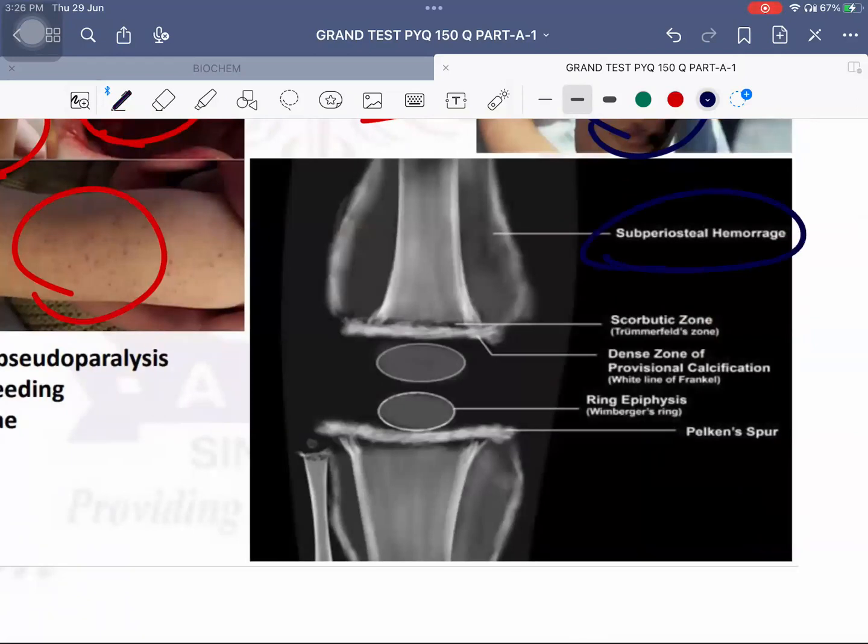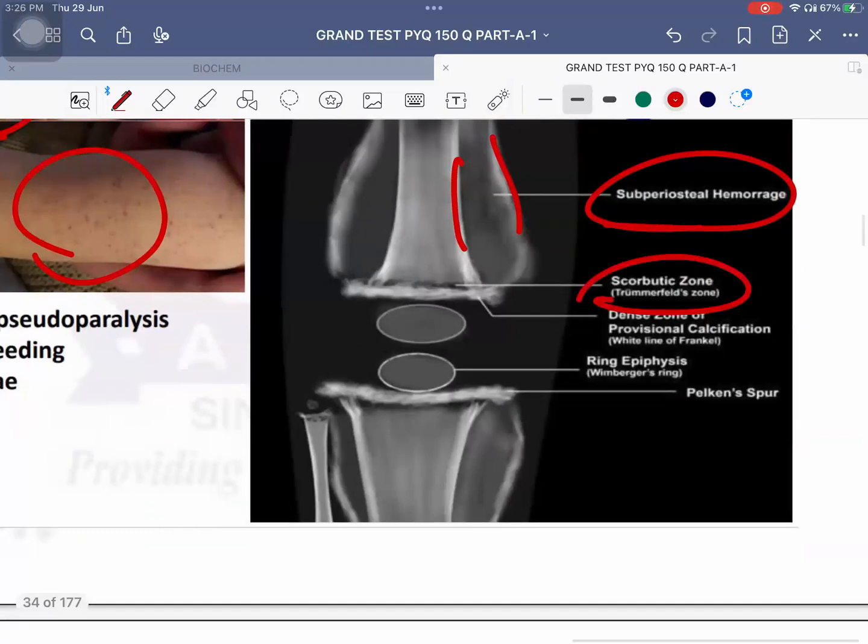Along with that, X-ray findings, important from orthopedics. Please remember, there will be classical sub-periosteal hemorrhages. Okay, as you can see, between the bone and the periosteum, there is a hemorrhage. Next, there is a classical scorbutic zone known as the Trummer-Feld zone. Then there is a dense zone of calcification known as which line? White line of Frenkel, usually. This line, the white line of Frenkel. Then there is a ring-like epiphysis known as which sign? Wimberger sign. Very characteristic. Okay.